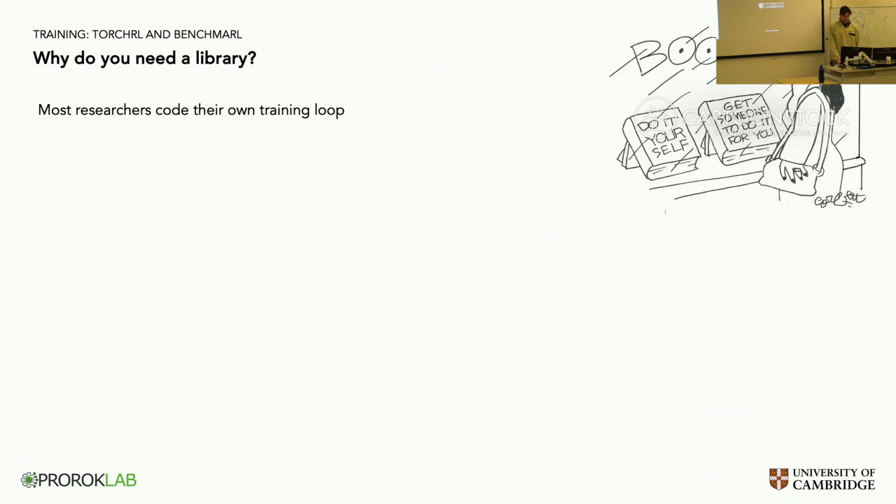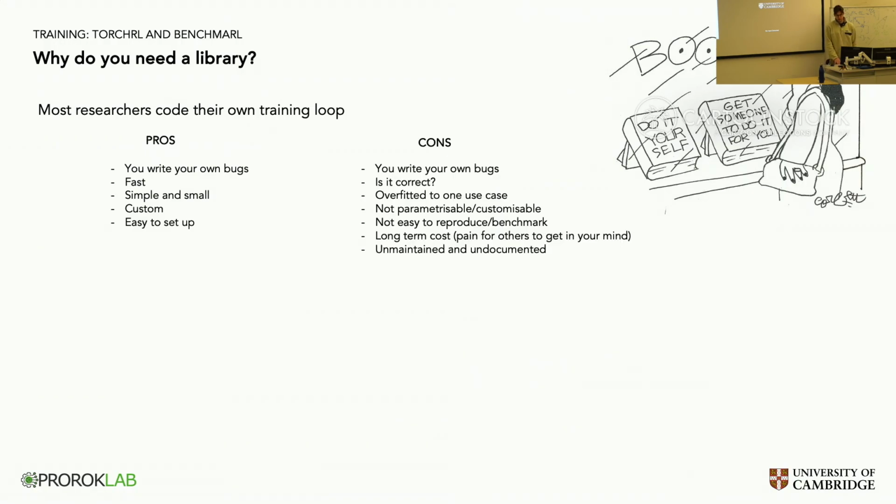The thing is that most researchers, maybe including you, code their own training loop. And the process of this is you write your own bugs. It's fast, it's simple and small. It's custom because you just do it for what you need, and it's easy to set up for you. The cons are that you write your own bugs.